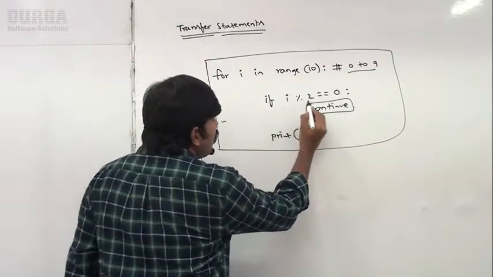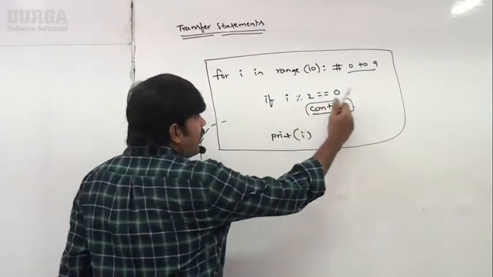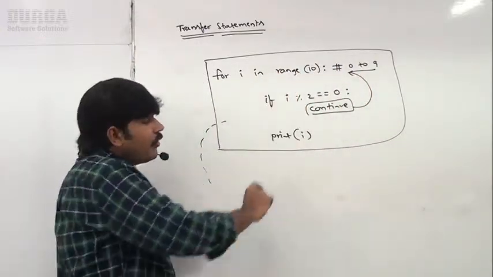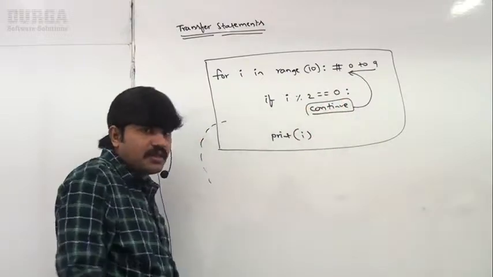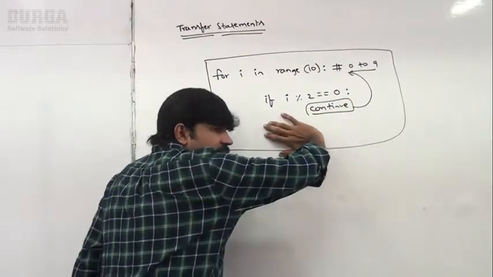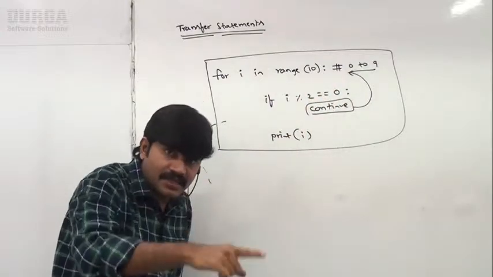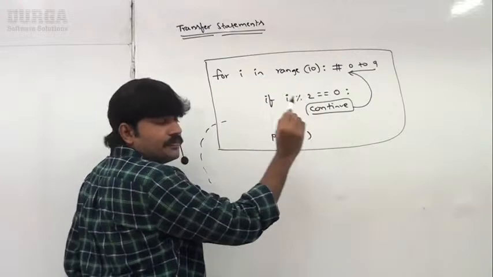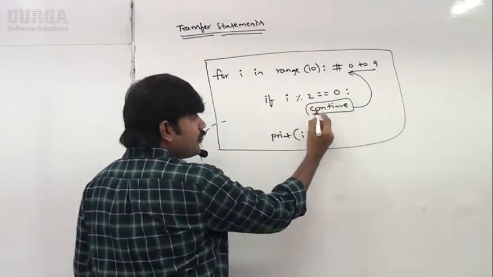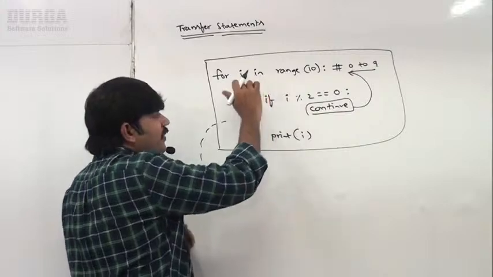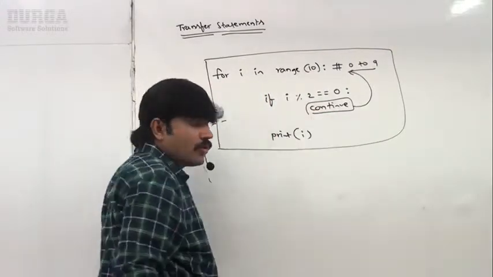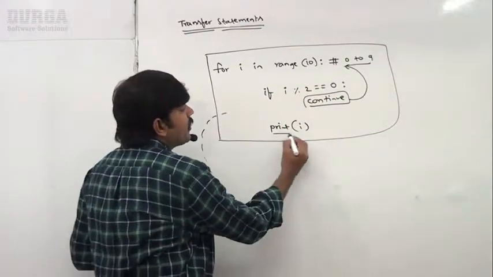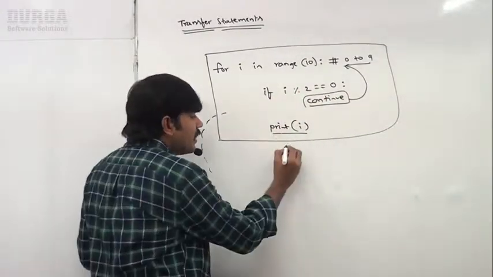Sir, i value 0, 0 % 2 is equal to 0, satisfied. Continue means now i value will become 1. If this condition is satisfied, continue means skip the remaining statements in that iteration and continue for the next iteration. For that purpose we can use the continue statement. If i is 0, 0 % 2 == 0 is satisfied, continue means go for the next iteration. Now i value will become 1. 1 % 2 is equal to 0, not satisfied. If it is not satisfied, continue won't execute. Execute the remaining as usual, print of i means 1.